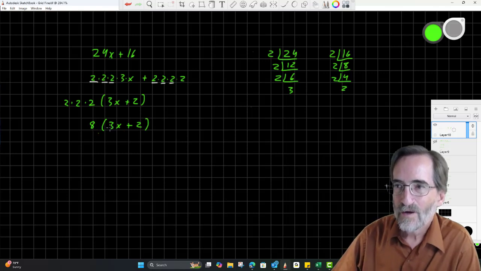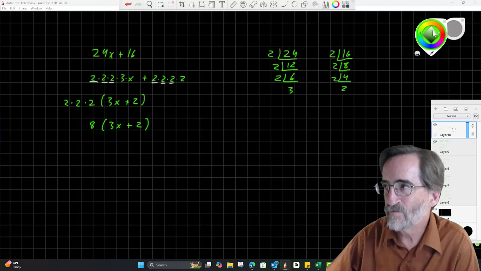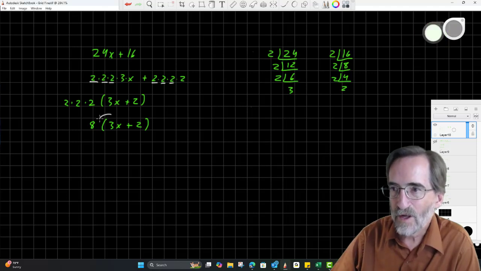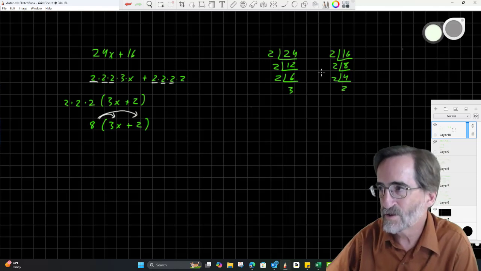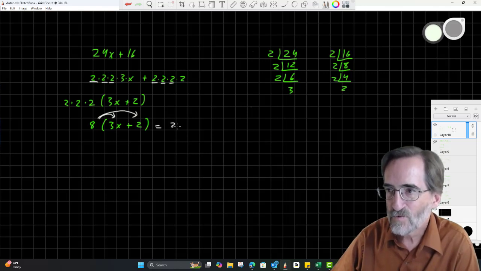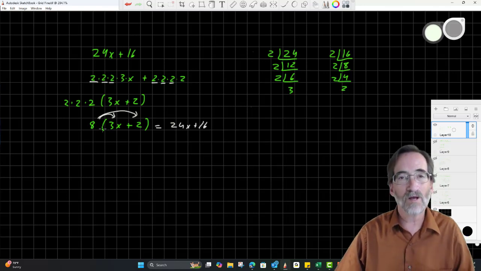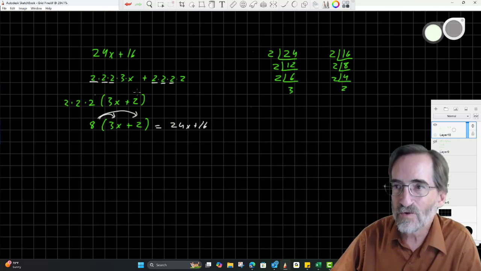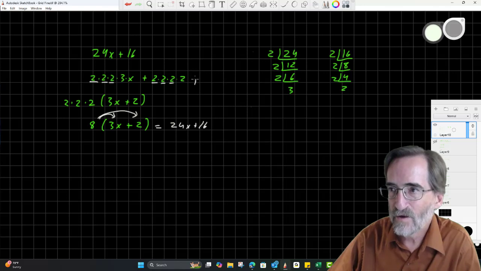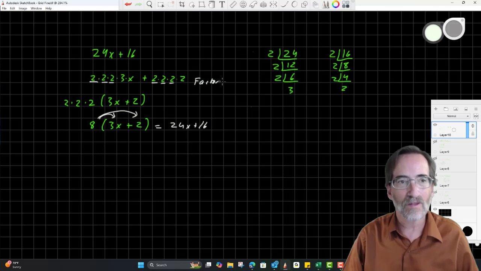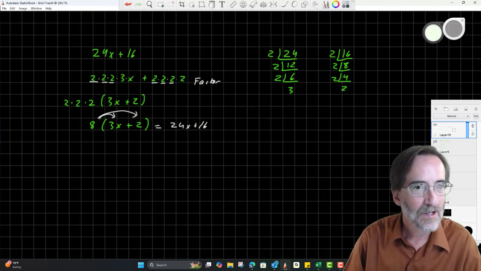Okay? And we can verify this is true by distributing. 8 times 3x is 24x, and 8 times 2 is 16. 24x plus 16. So the distributive property can be applied backwards, and when we do that, that's called factoring. And we're going to deal with that later on in this course as well. Hopefully that helps.